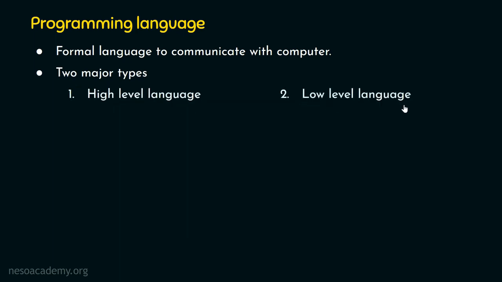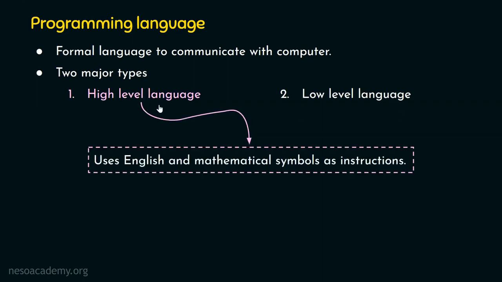Now that we have seen the major types of programming languages, let's see a bit more on each one of them. First of all, let's see what is a high-level programming language. A high-level language is the one which uses English and mathematical symbols as the instructions. Some examples include Java, C, C++, Python, JavaScript, and so on and so forth. So we understood what exactly we mean by a high-level language.